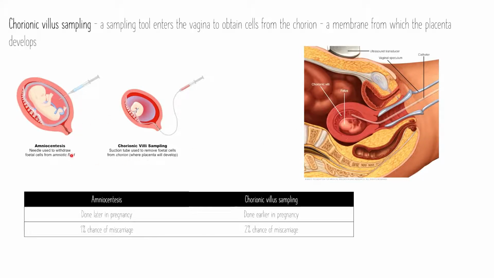And this is just a comparison between the 2 different procedures, and let's compare that with data right here. So with amniocentesis, it's done later in pregnancy, but has a 1% chance of miscarriage, compared to chorionic villus sampling, where it's done early in pregnancy, but we have a 2% chance of miscarriage.